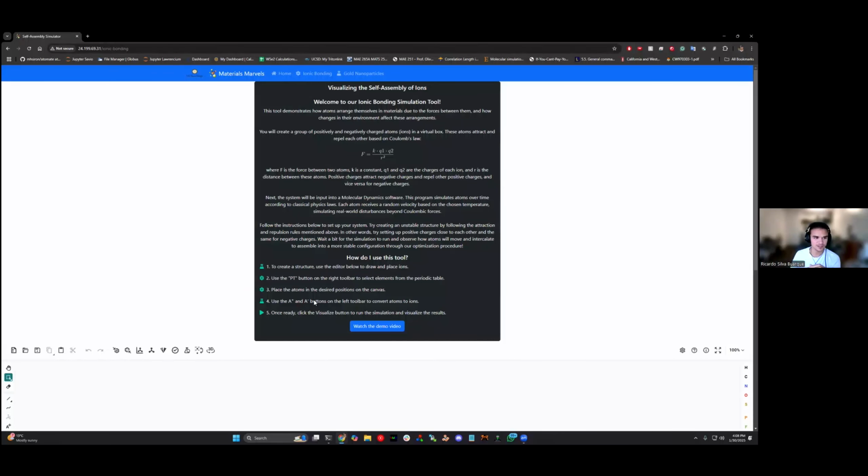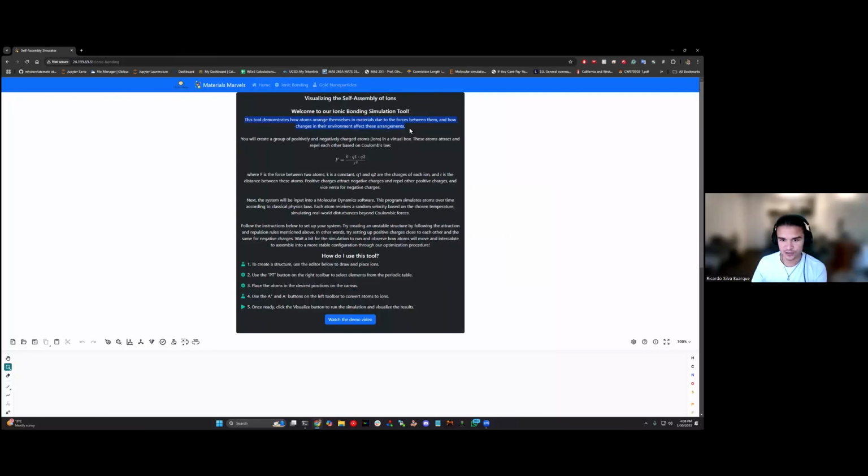But starting with the ionic bonding tool over here, I'm just going to read the top here. This tool demonstrates how atoms arrange themselves in materials due to the forces between them and how changes in their environments affect these arrangements. So again, similar to the magnetic area that Yves was talking about, but rather than magnetic forces, you're going to deal with kind of Coulombic charge forces.